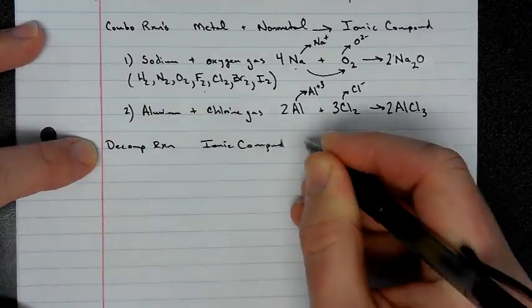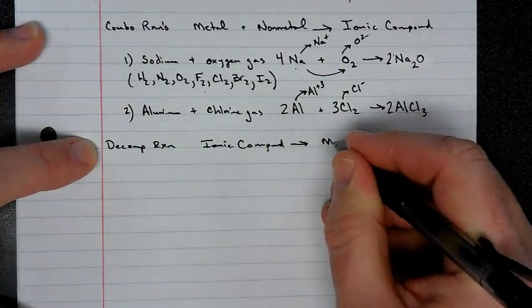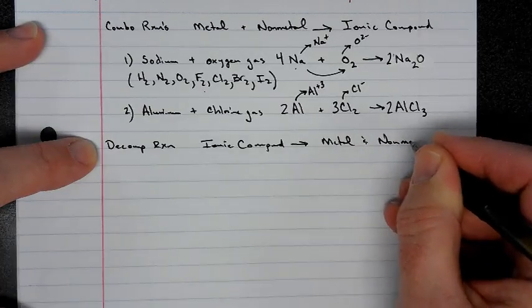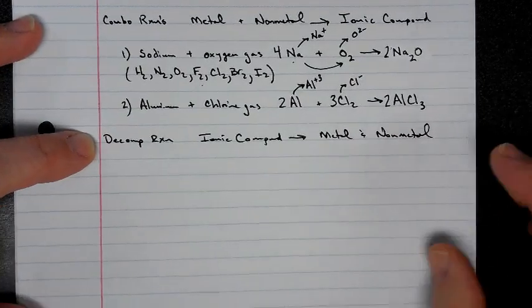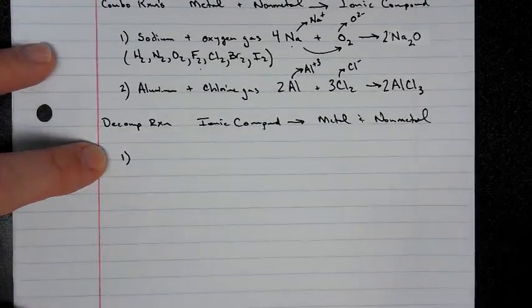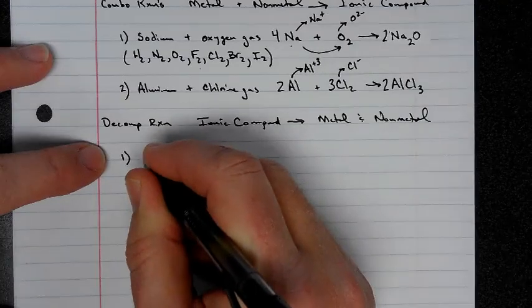And I want you to break it back up into its metal and its nonmetal. You can think of the decomposition reaction as the opposite of the combination reaction. Let's do a couple practice problems. Let's decompose aluminum oxide.